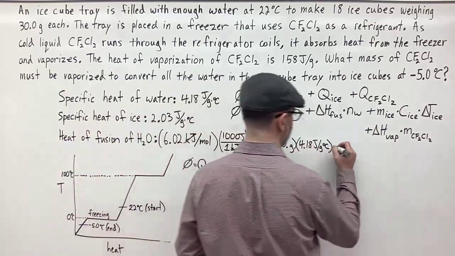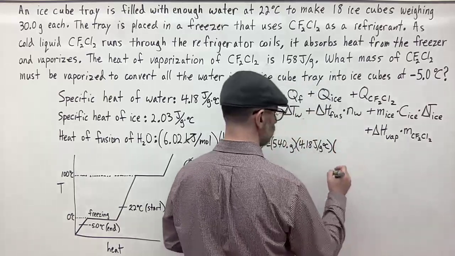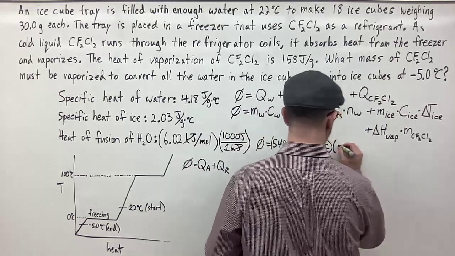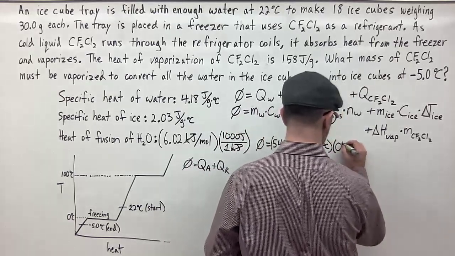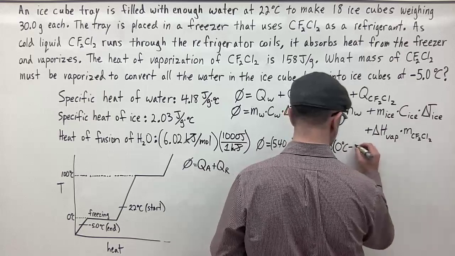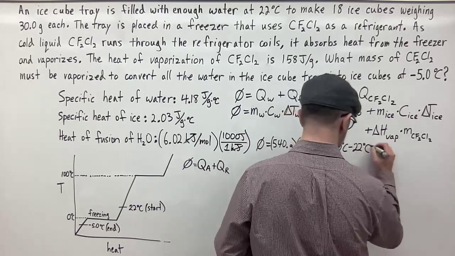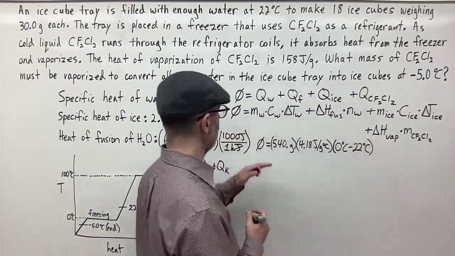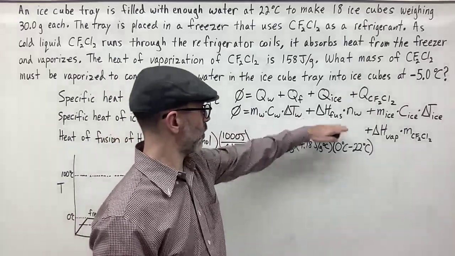So we're going to have to put in that 0. So final minus initial, 0 degrees Celsius minus 22 degrees Celsius. Okay, we got this part. Now it's this part here.